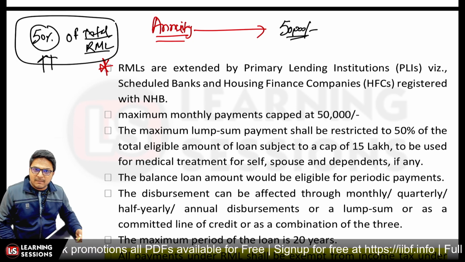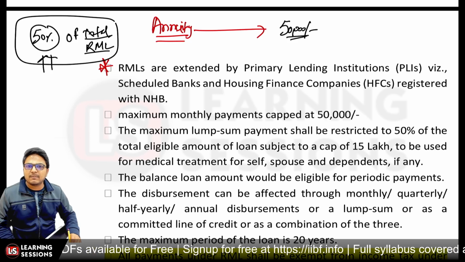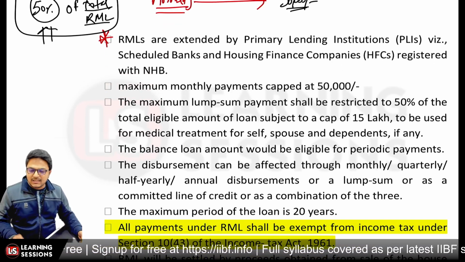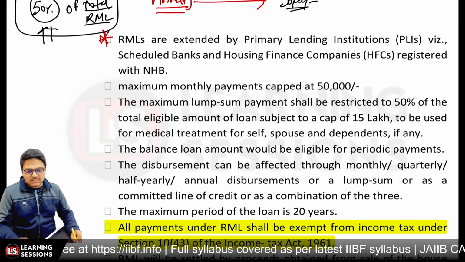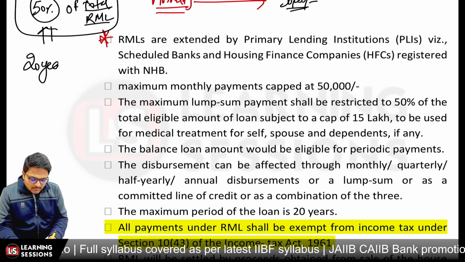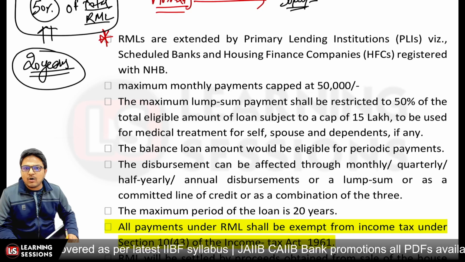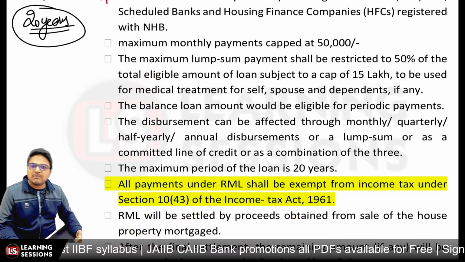This lump sum amount can be taken for the medical treatment of self, spouse or dependent, and the balance amount would be eligible for periodic repayments. The disbursement of the periodic repayments can be quarterly, half yearly, yearly, or monthly, right? And the maximum period of the loan is restricted to 20 years, and all the payments under RML are exempted from the income tax.